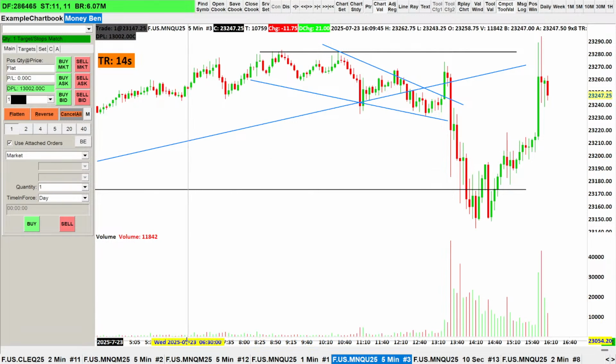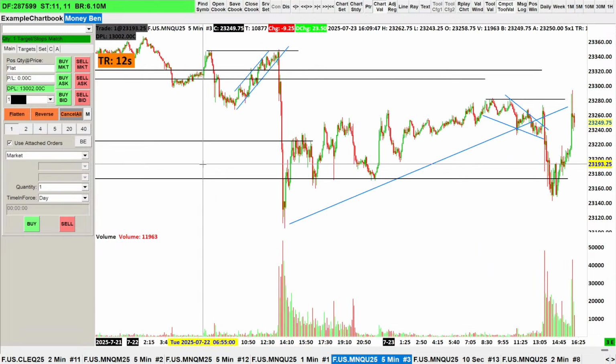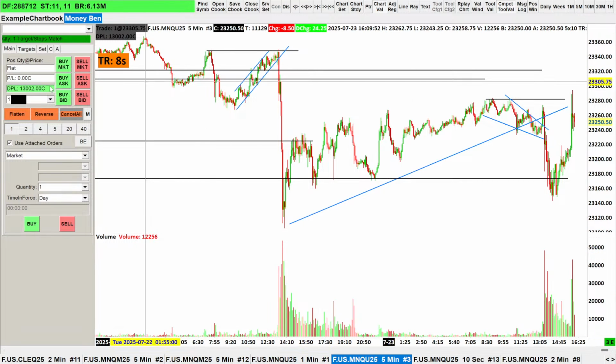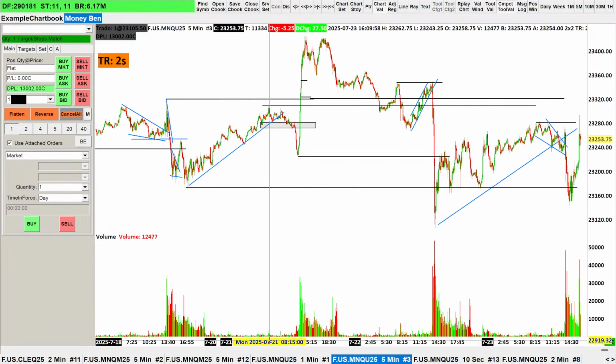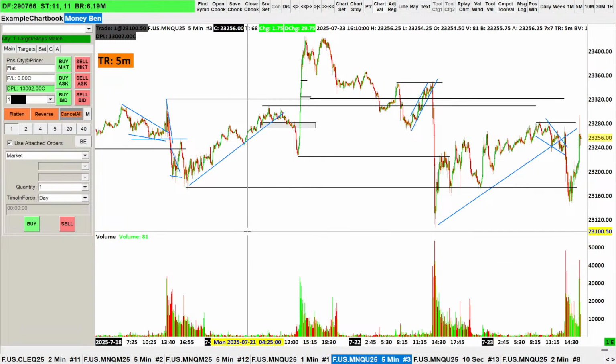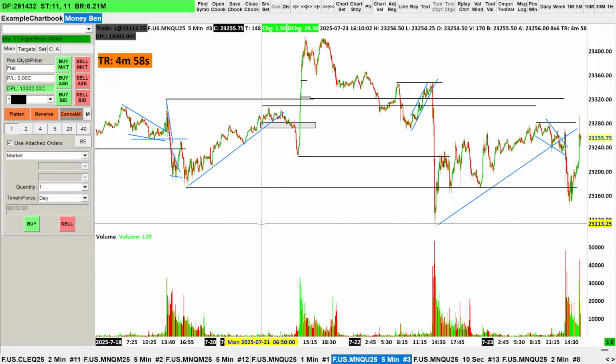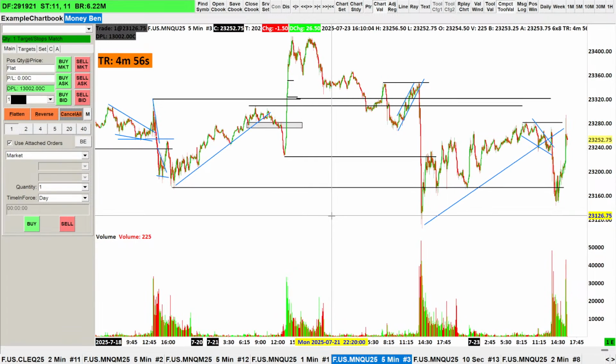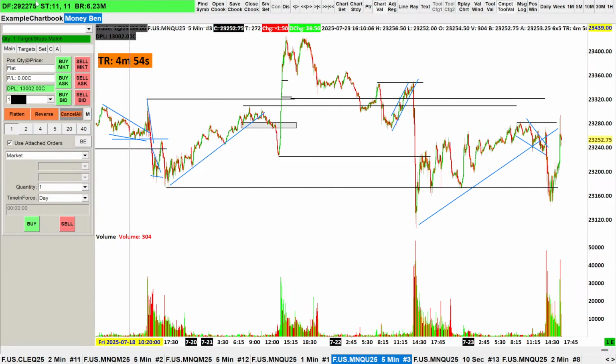All right, so let's break down this trade real quick. Overall, if you just look to the left, right here, you see I'm up 13K for the day. But I'm gonna break down the chart real quick so you guys can understand what I was looking at. So overall, what I was looking at today was this right here.